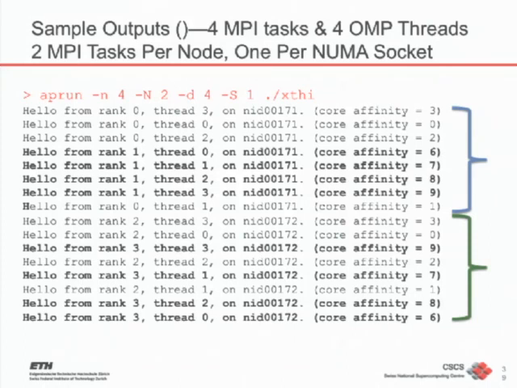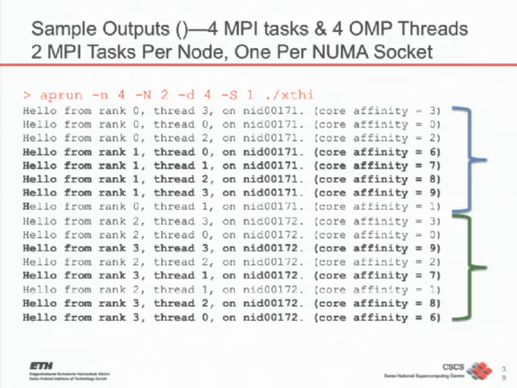If we say we want to run a little more, this is a little more complicated. We're running 4 MPI processors and 4 OpenMP threads, and we want to run 2 processors per node, 1 per NUMA node. We get a different output. The core affinity is now spreading over 2 NUMA nodes.